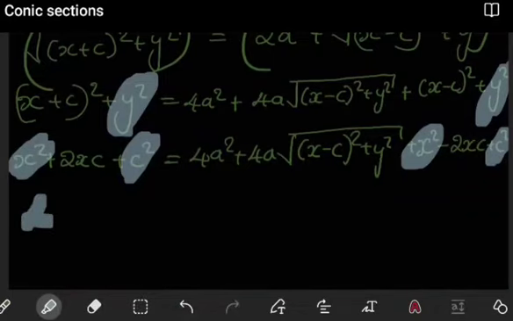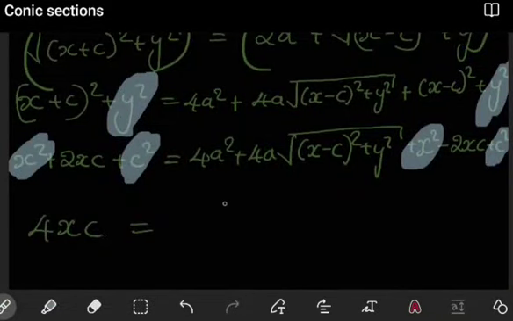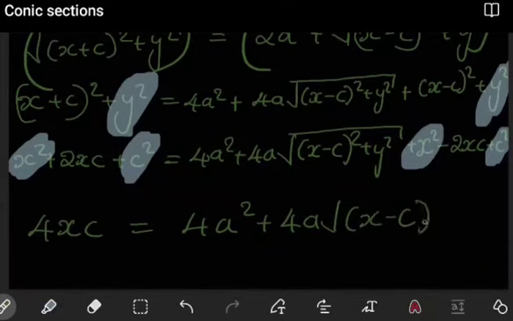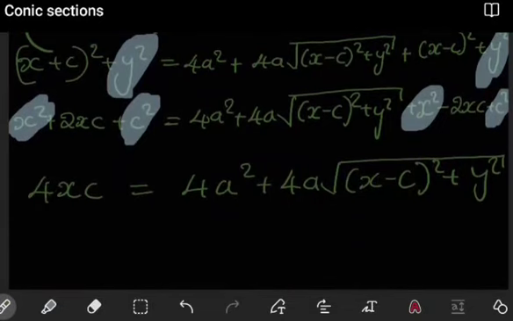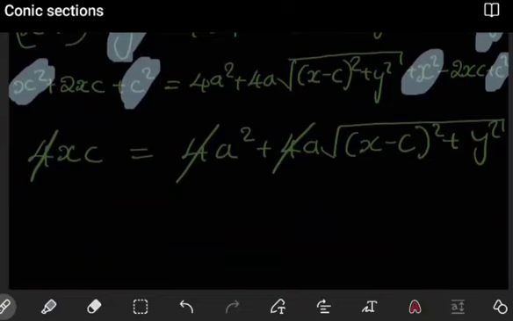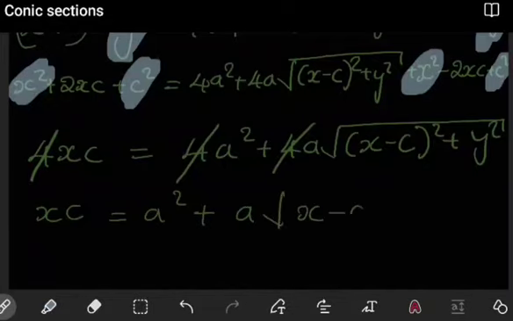We get 4xc. Then the other side we have 4a squared plus 4a, then we have root x minus c squared plus y squared. So just make sure you don't make mistakes here. It's easy for you to make mistakes, especially when you're doing this a little bit fast in an exam room. At this point, the 4 can cancel throughout, it's common in each term. So you have xc equals a squared plus a root x minus c squared plus y squared.